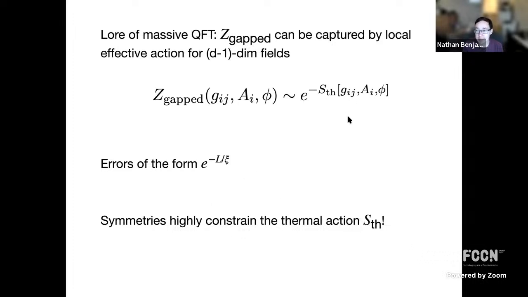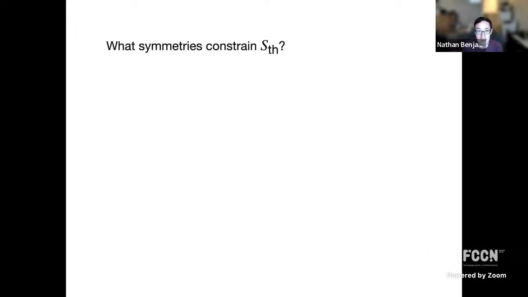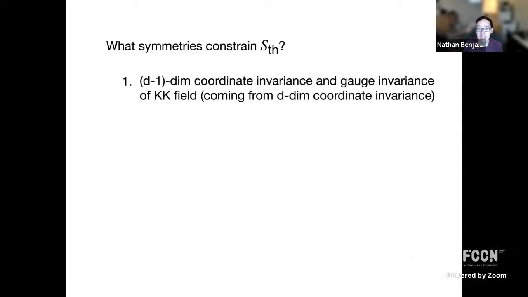Now, we can't just write down any thermal effective action we want. The symmetry highly constrains what can possibly show up in the thermal effective action. So what do I mean by this? Well, first of all, I have coordinate invariance of the metric in d dimensions, which translates to, as is usual in Kaluza-Klein theory, d-1 dimensional coordinate invariance and gauge invariance of the Kaluza-Klein gauge field.